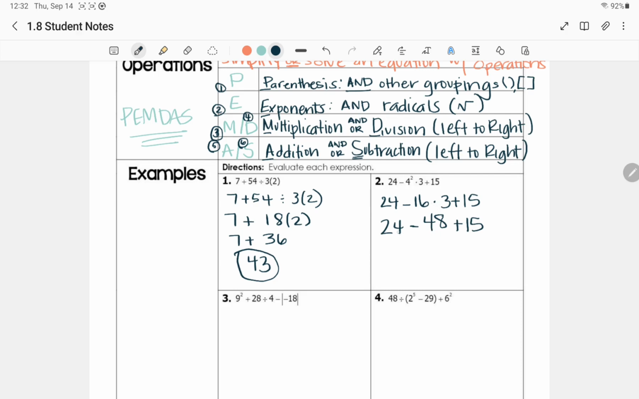And now I see subtraction and addition left. And it doesn't say that I should do addition first. It just says that I need to move left to right if that's all that's left. So 24 minus 48 would be negative 24, and then plus 15, and that would be negative 9.